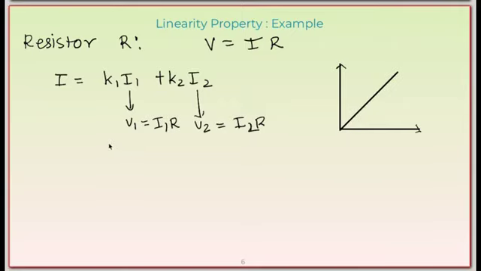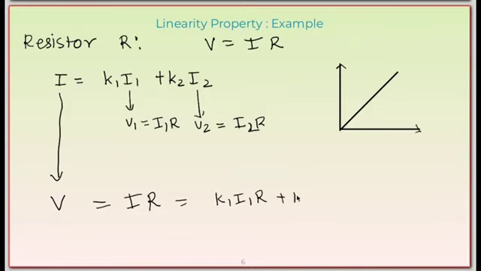Right? So here you can see that our overall output due to this I is going to be V, and V is going to be I times R. If we replace I by K1 I1 plus K2 I2, what are we going to get? K1 I1 R plus K2 I2 R, isn't it? And K1 times I1 R is basically V1, so K1 V1 plus K2 V2, isn't it?